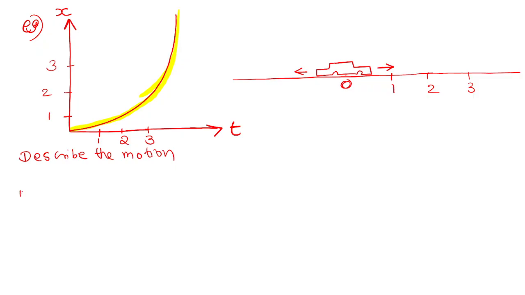So the first point, for the question describe the motion, is that the object is moving forward. The object is moving away, or moving forward. This point you must include. If you don't understand, you can ask me. The car is moving forward.